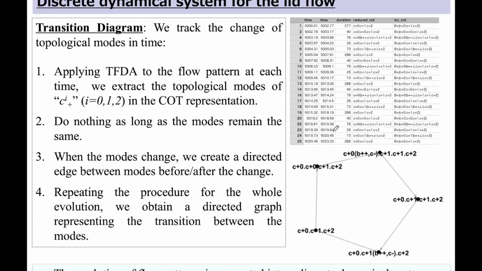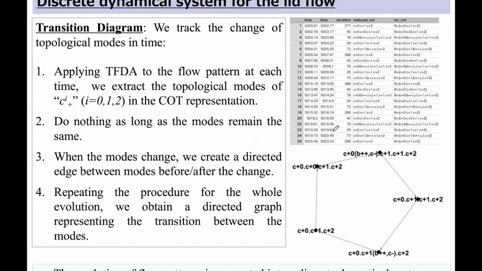Okay, so now we're going to create a topological modeling by creating a transition diagram. We are going to track the change of a topological mode in time by the following four steps. First, applying TDA to the flow pattern at each time. We extract a topological mode of the corner edges, which is expressed by C plus 0, 1, 2 in the copy representation. Next, we do nothing as long as the mode remains the same, but when the mode changes, we create a directed edge between modes before and after the change. Repeating this procedure for the whole evolution, we obtain a directed graph representing the transition between the modes.